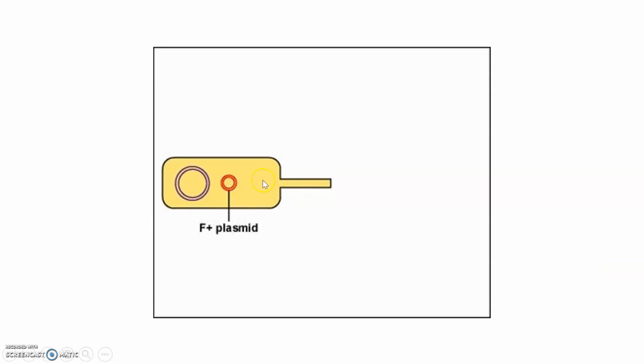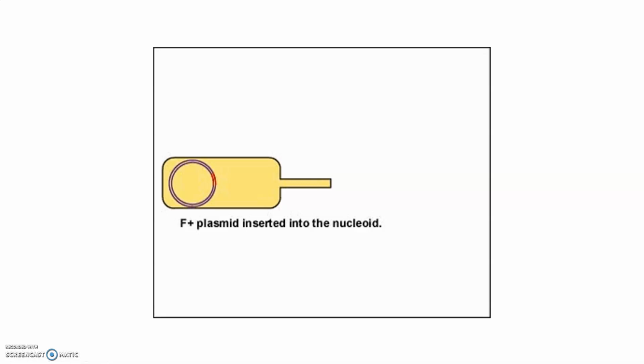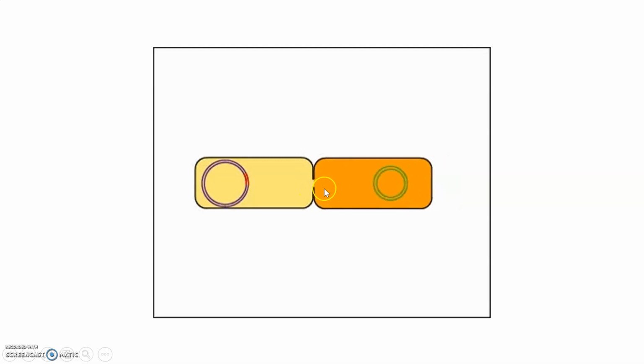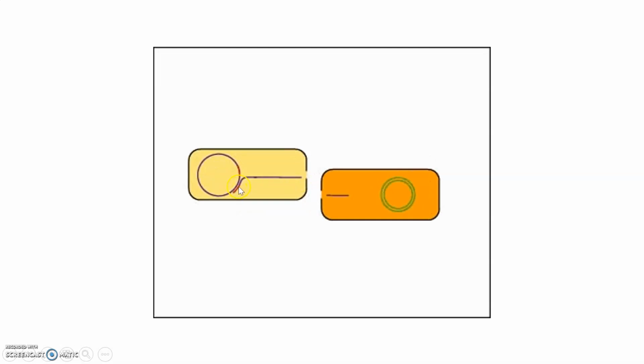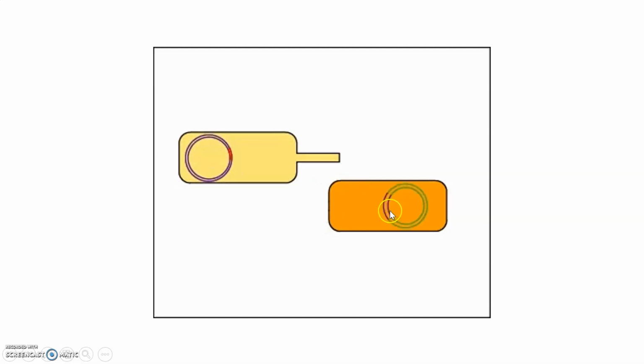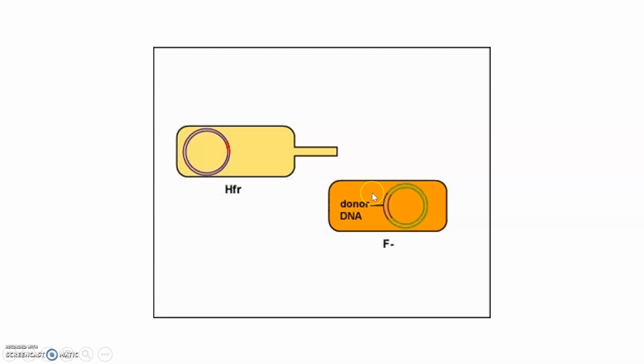And so to remind you how HFR conjugation works, you have the donor cell's chromosome and a separate F plasmid. That F plasmid is integrated into the donor cell's chromosome to make an HFR cell, which can make a sex pilus and bring this F minus recipient cell closer. The donor cell's chromosome will replicate and start to pass through the pilus, but not entirely. And that little piece can integrate itself into the recipient cell, leaving you with an HFR cell and an F negative recipient.